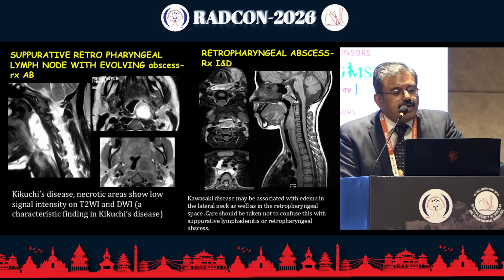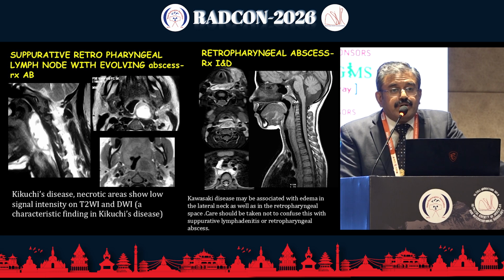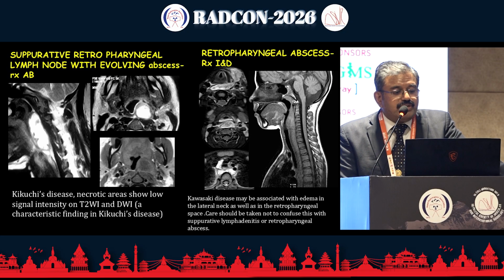And these are all MR showing necrotic lymphadenopathy, necrotizing or suppurative lymphadenitis, which is bright in T2. If this necrotic area is T2 dark, then you have to consider Kikuchi's disease. These are all retropharyngeal abscesses. When you see retropharyngeal edema, you also have to consider Kawasaki disease as one of the possibilities.